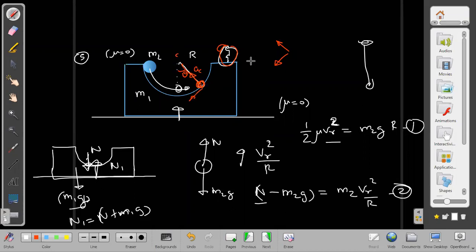Again we have to take the pseudo force into account, because this wedge right now, in the red position of the ball, will have an acceleration towards the right. So the pseudo force must be acting on it towards the left. So I have to take those pseudo forces into account, and then we are ready to solve such questions easily.